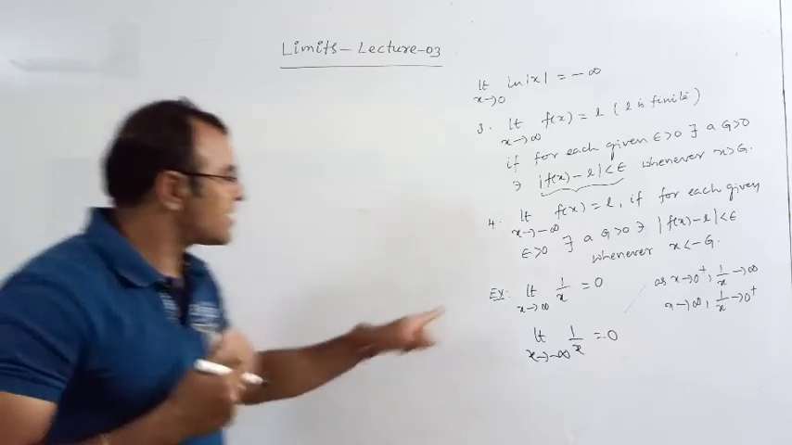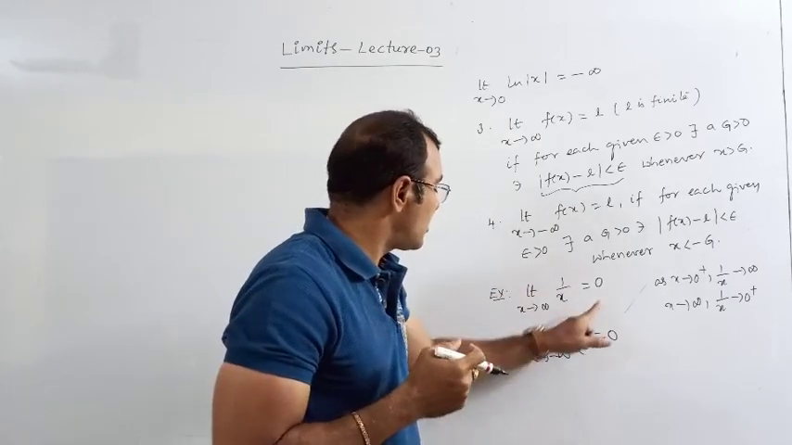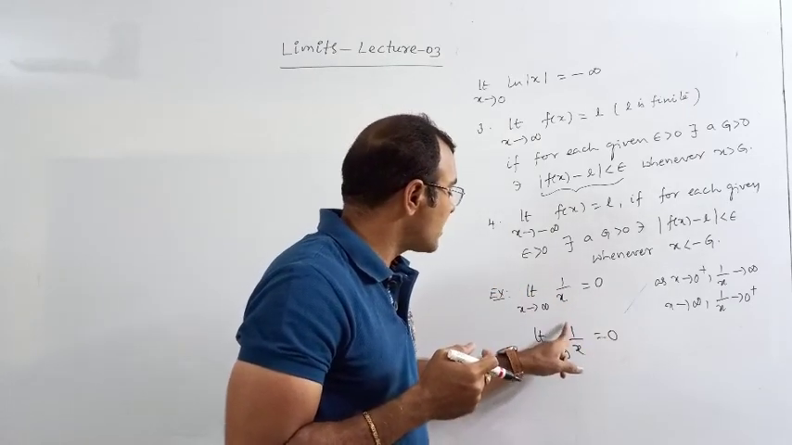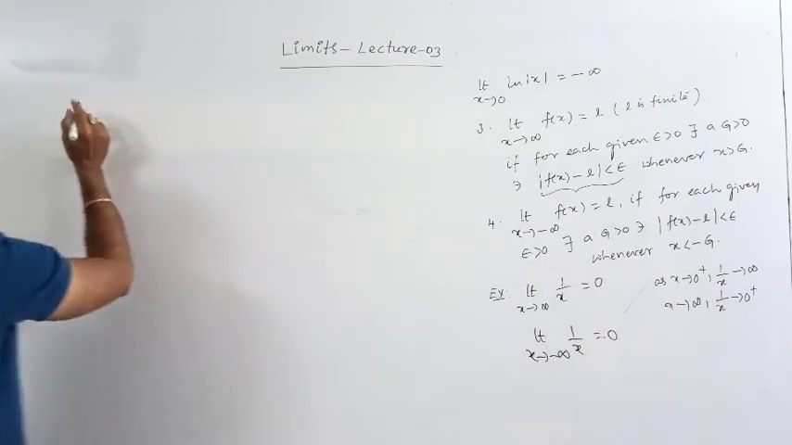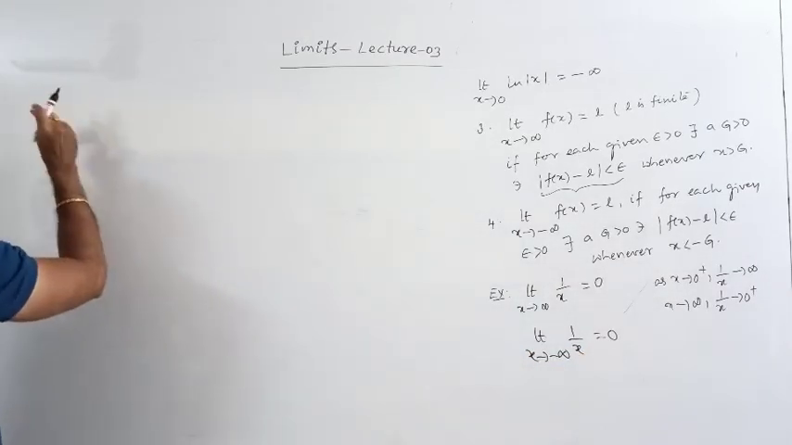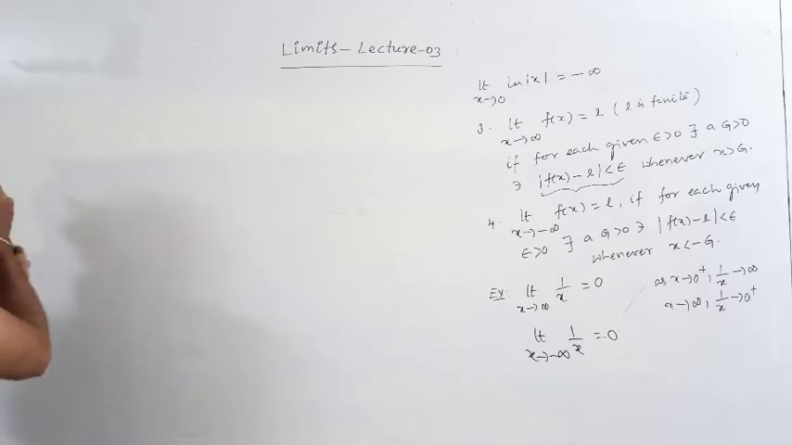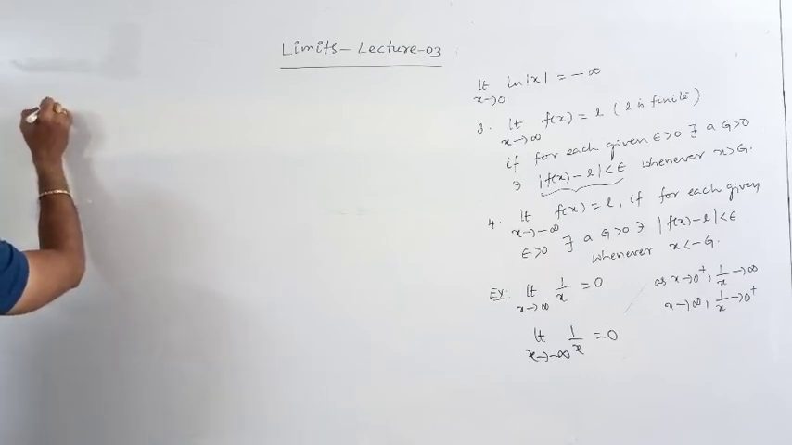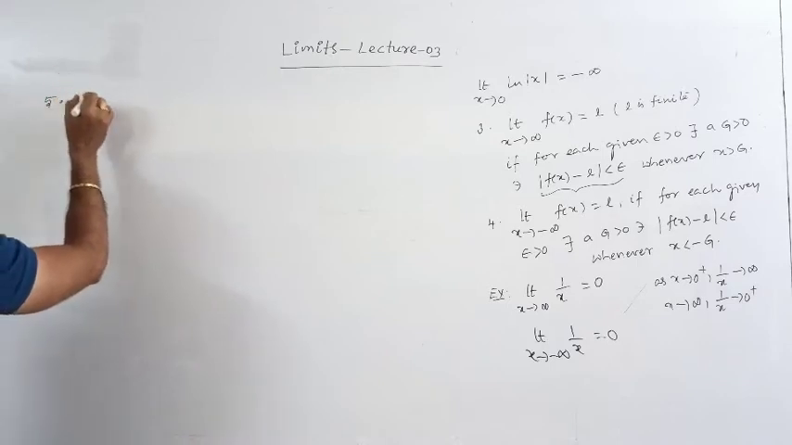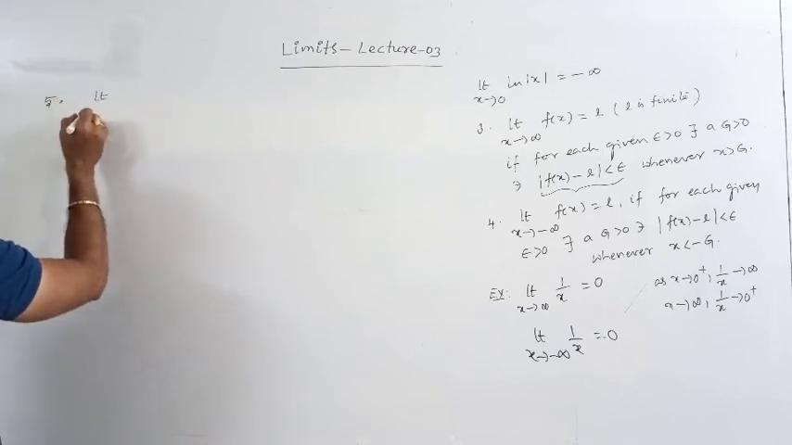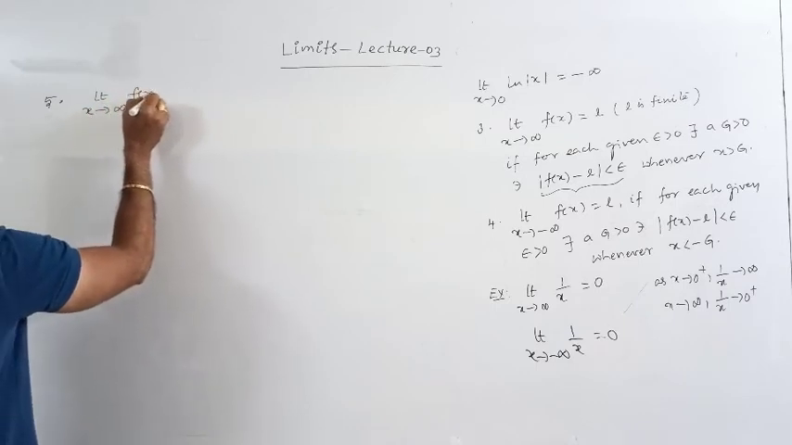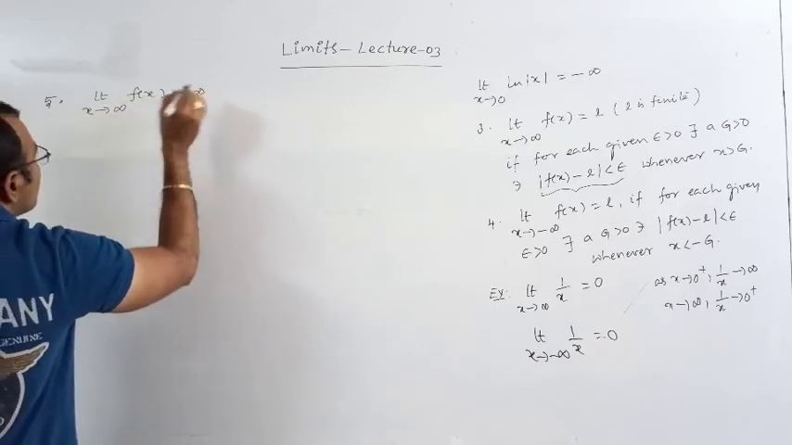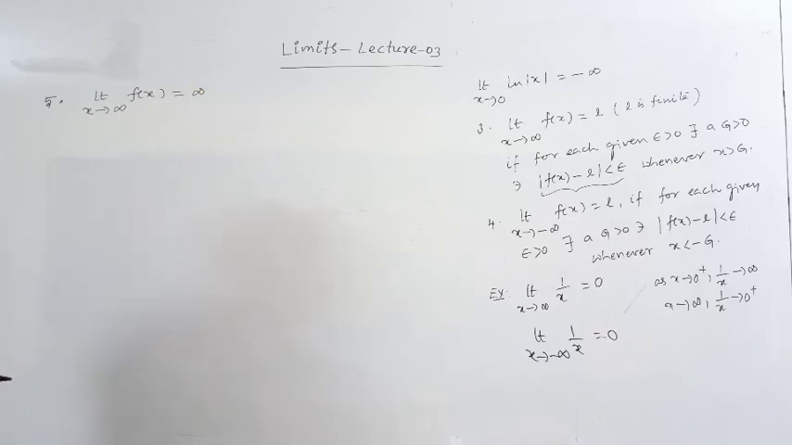Limit x tends to infinity, 1 by x is 0. Limit x tends to minus infinity, 1 by x is 0. Alright, here I am writing limit, okay. I will do one thing. I will write, two more is left. Limit x tends to infinity, f of x equal to infinity. Right?